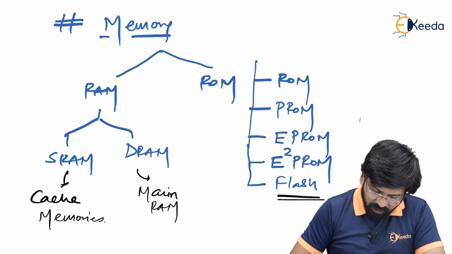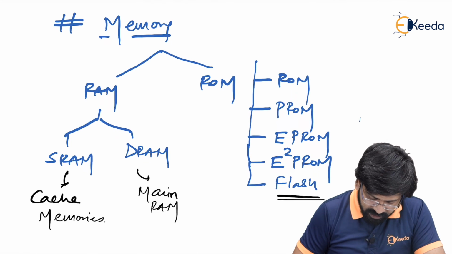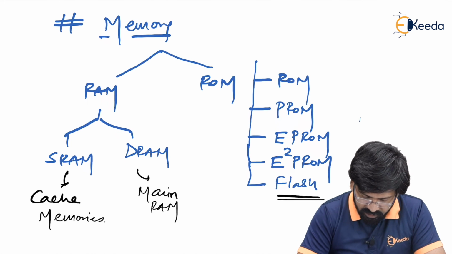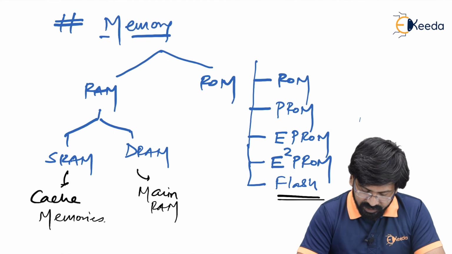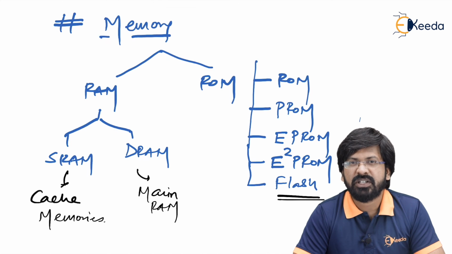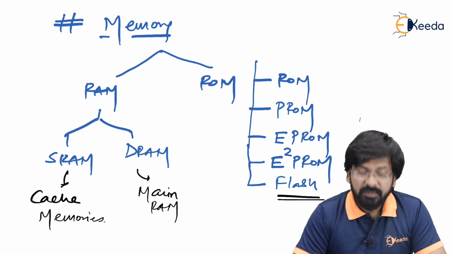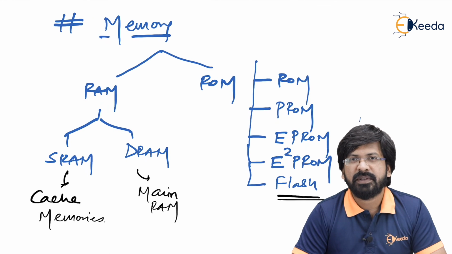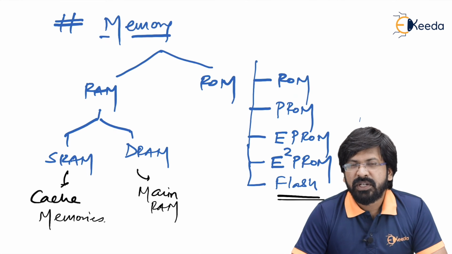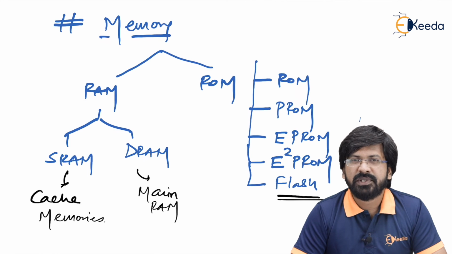So these are the types of ROM, and we have also seen the types of RAM, that is SRAM and DRAM. Static RAMs are basically cache memories, and DRAM is basically the main RAM that you use in your computer as well as in your mobile. So I'm sure you must have got enough idea about the basic computer system. In the next videos, we will be learning the microprocessor in detail.